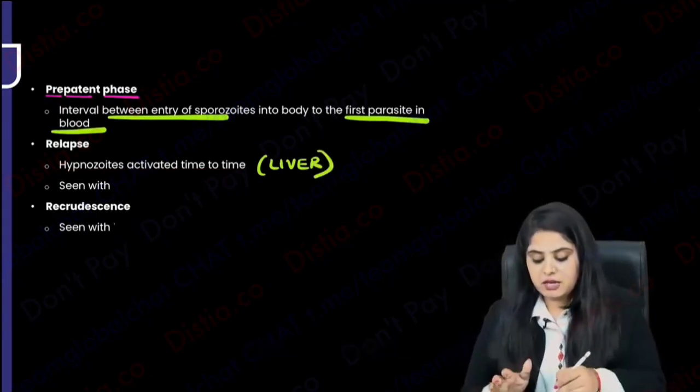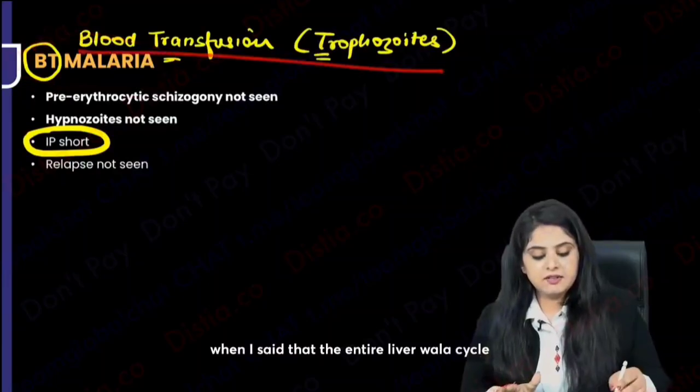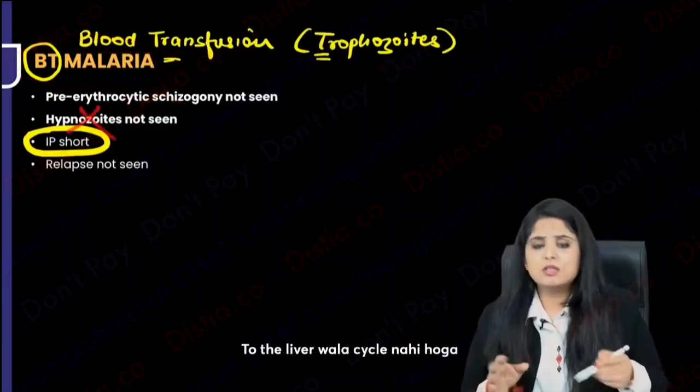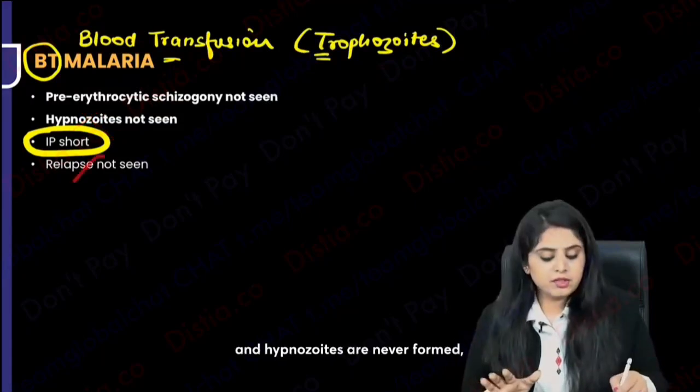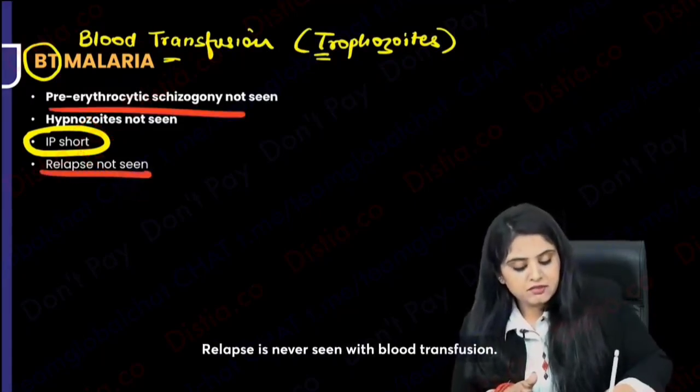In the previous one, when I was teaching you blood transfusion malaria, when I said that the entire liver cycle is not going to be there, so when the liver cycle is not there, hypnozoites will never form, and if hypnozoites are never formed, this means relapse will never be seen. Relapse is never seen with blood transfusion.